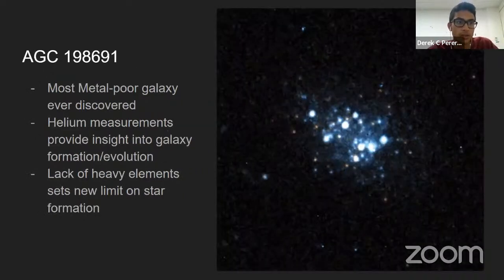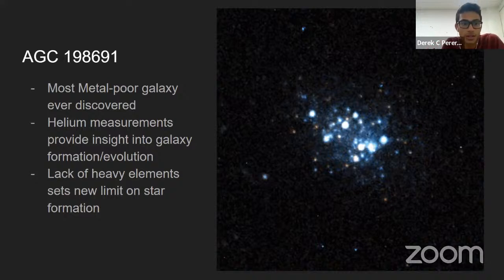The next galaxy that I would like to talk about is AGC 198691, which is not a very fun name, but it is the most metal-poor galaxy ever discovered, meaning that it has the least amount of elements heavier than helium of any galaxy discovered. This galaxy is a dwarf irregular galaxy again, and it's located in the Leo Minor constellation, which is 370 million light years away.